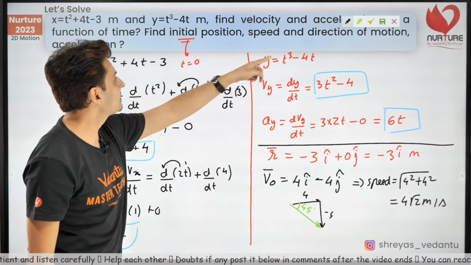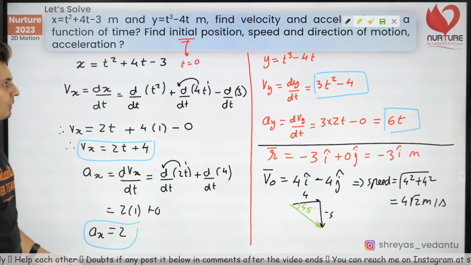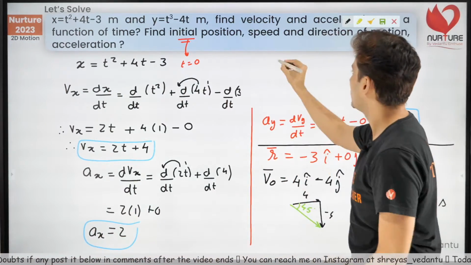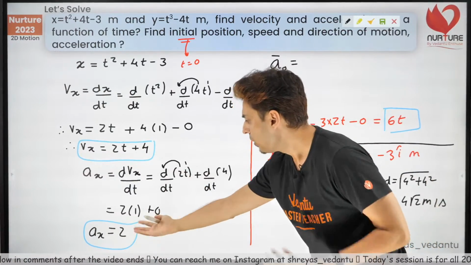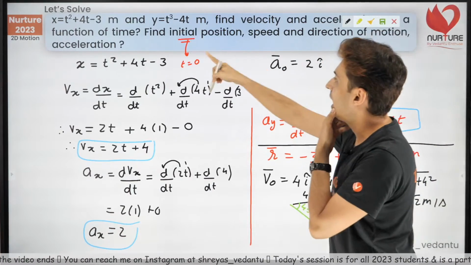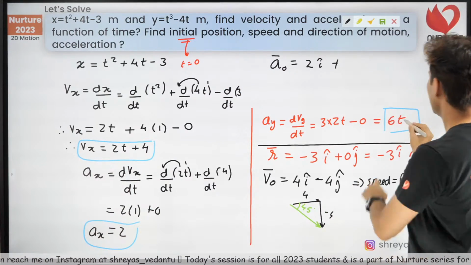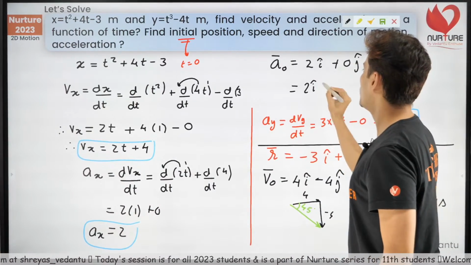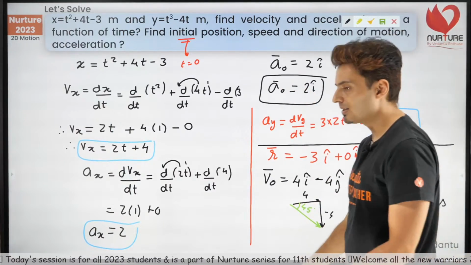Great. Last thing, what is the initial acceleration? That is very simple, guys. If I had to figure out initial acceleration, just put time as 0. There is nothing to put here, so it's just 2 i cap. And in the y-axis, put time as 0, so that's 0 j cap. So acceleration is 2 i cap. That's the initial acceleration. That's how you do it.